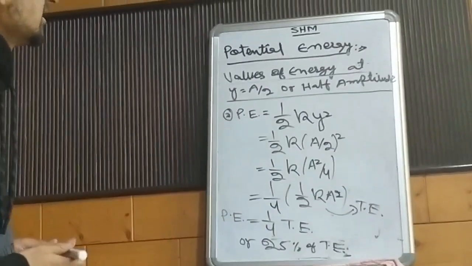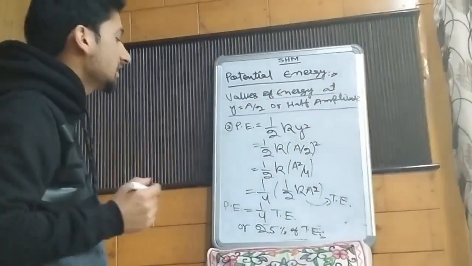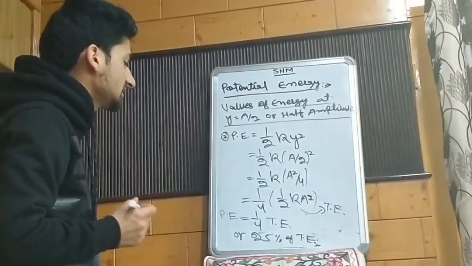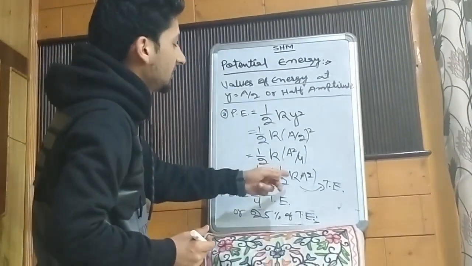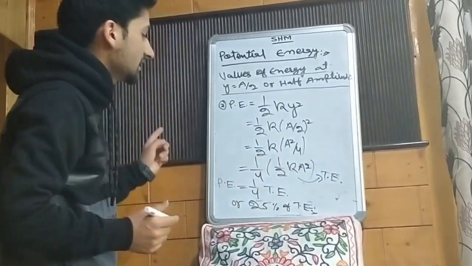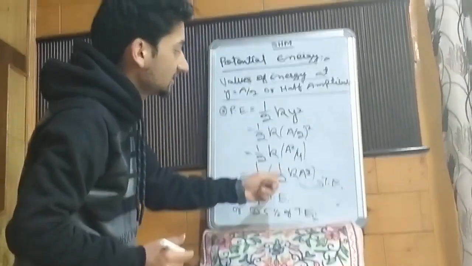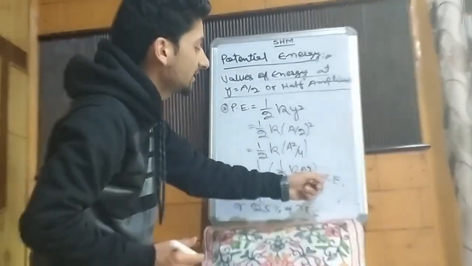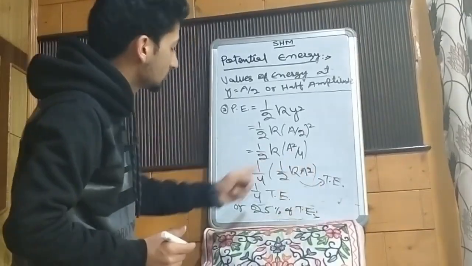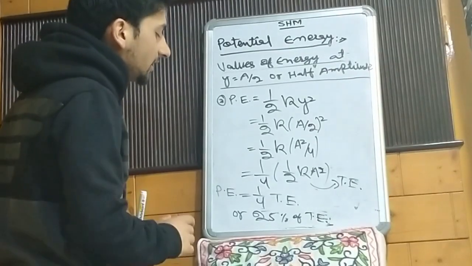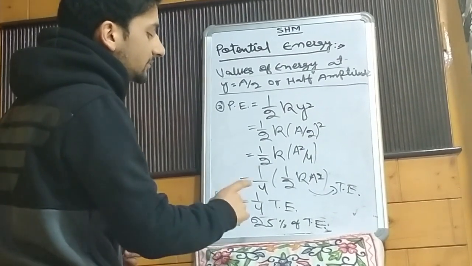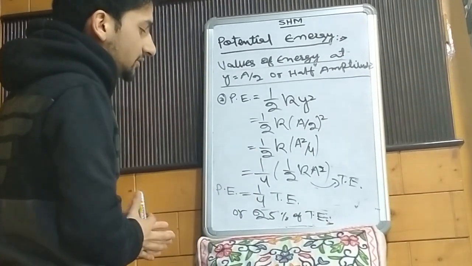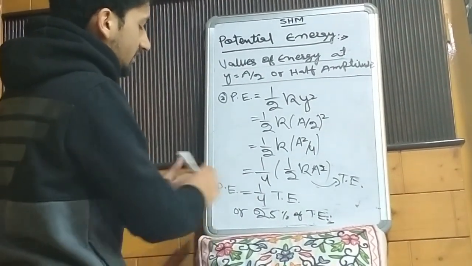So at half amplitude, or at y equal to a by 2, the potential energy comes out to be 1/4 times 1/2 k a², where 1/2 k a² is the total energy of a particle executing simple harmonic motion. So PE equal to 1/4 total energy, or 25% of the total energy of a particle executing simple harmonic motion. This is the potential energy.